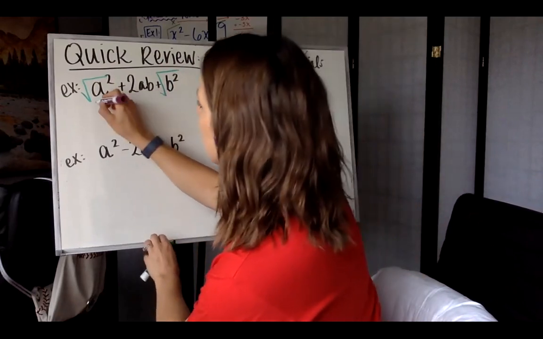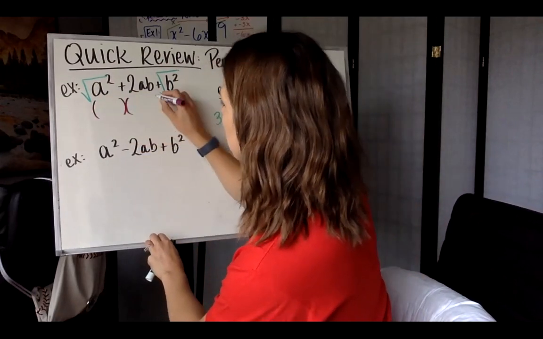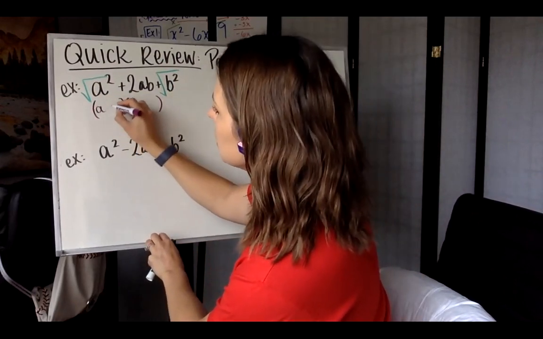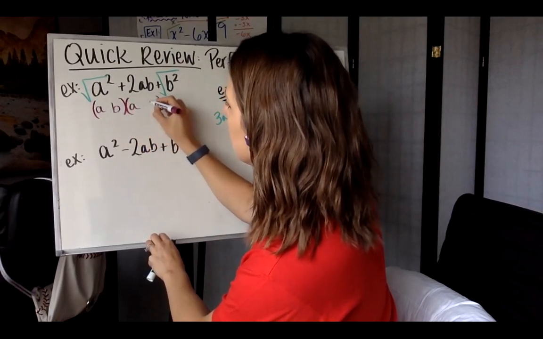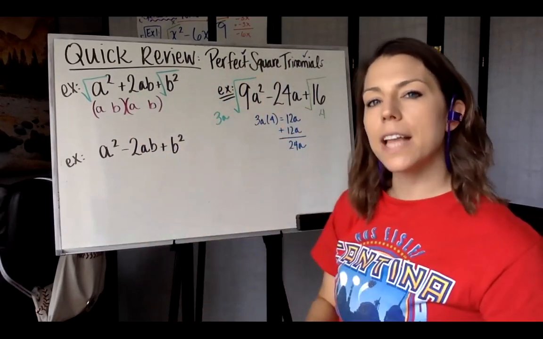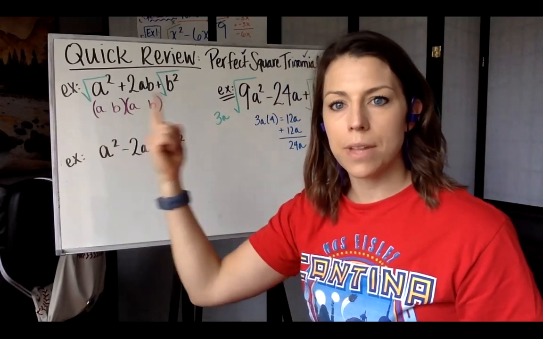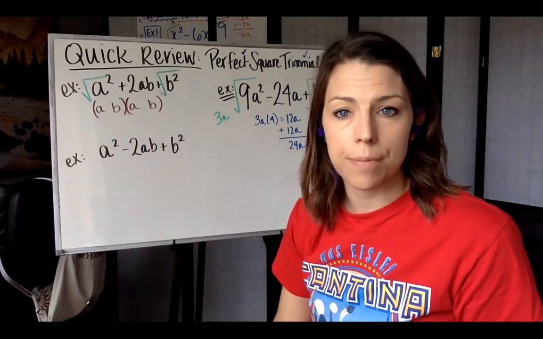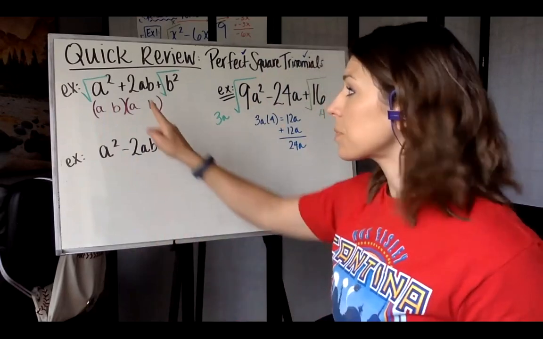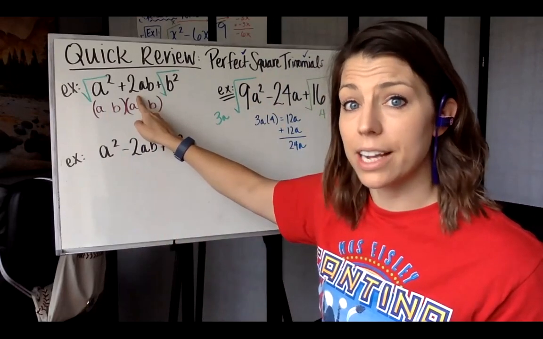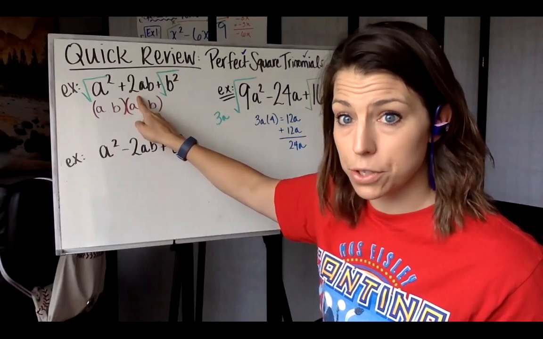B. Now let's set up our 2 binomials. That means my terms are going to be a and b, a and b. Kind of like how difference of 2 squares is. The first term is the square root of the first term. The second term is the square root of the last term. But here's the difference. There is a middle term here. It's not a 0 like our difference of 2 squares.